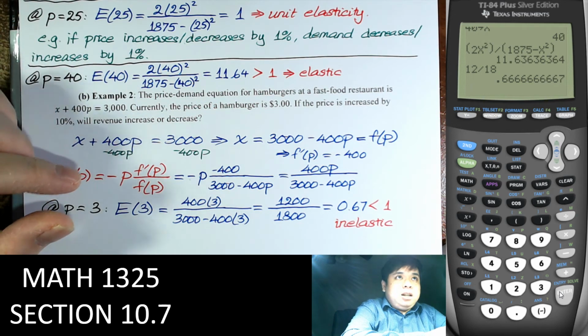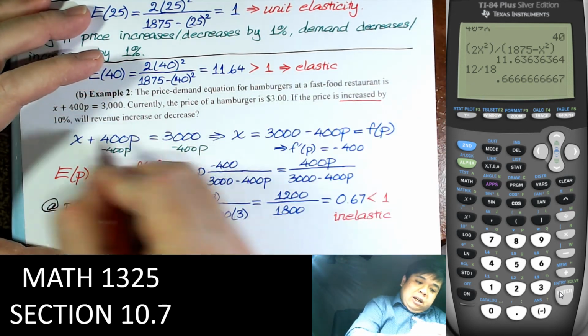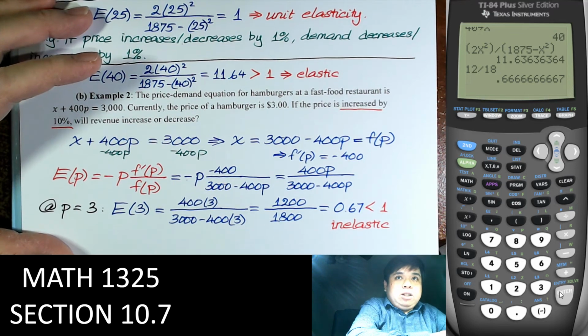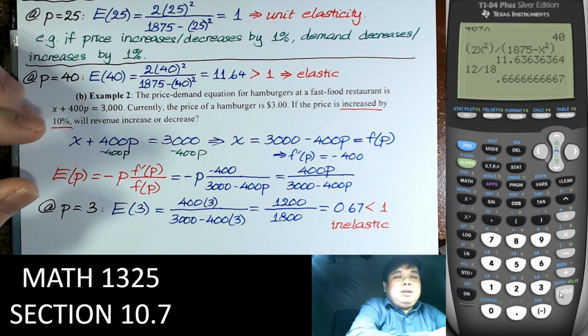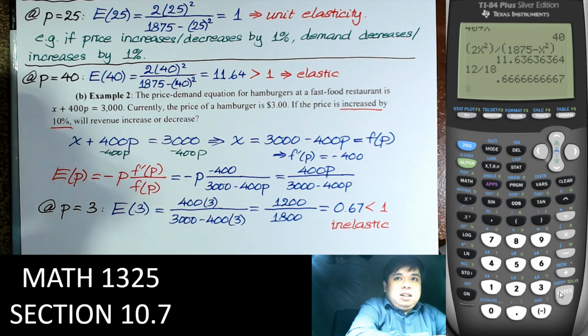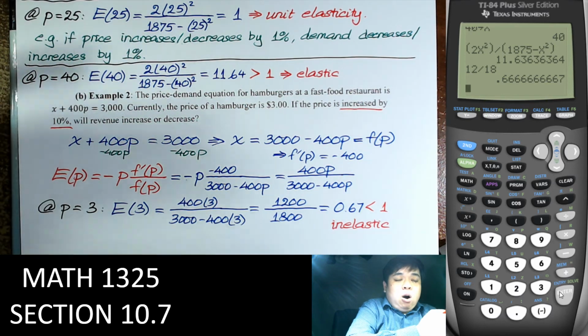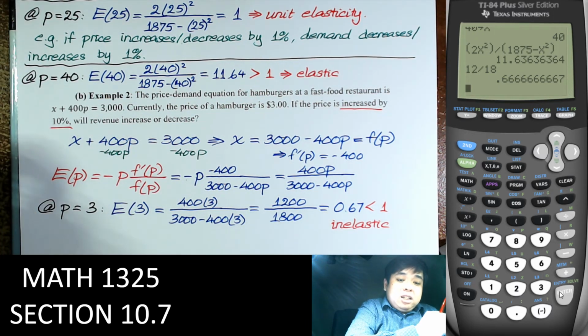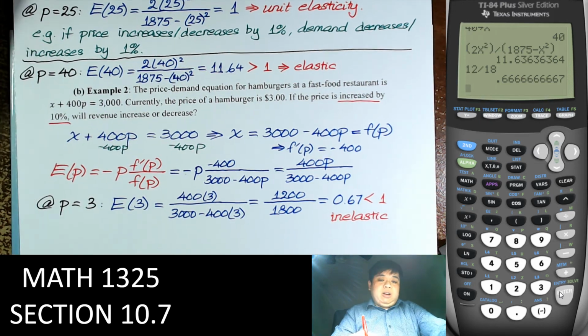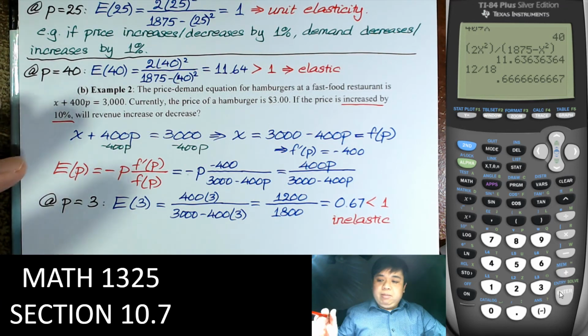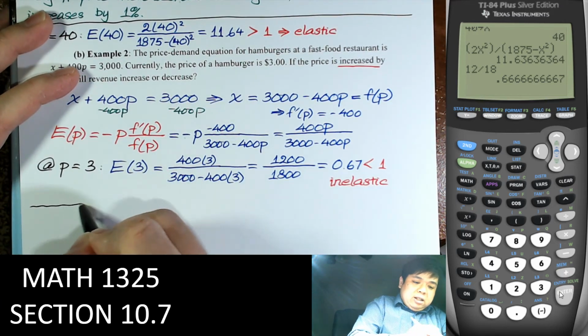If it is inelastic, and they said if the price increases by 10%, will the revenue increase or decrease? Right. Think about that again. If it is inelastic, a small change in price has very little effect on the change in demand. So that means if we increase the price by a little, people still want to buy it. So in that case, if it is increased by 10%, the revenue will increase at this level because it is inelastic. Right. Now, how do we confirm that?